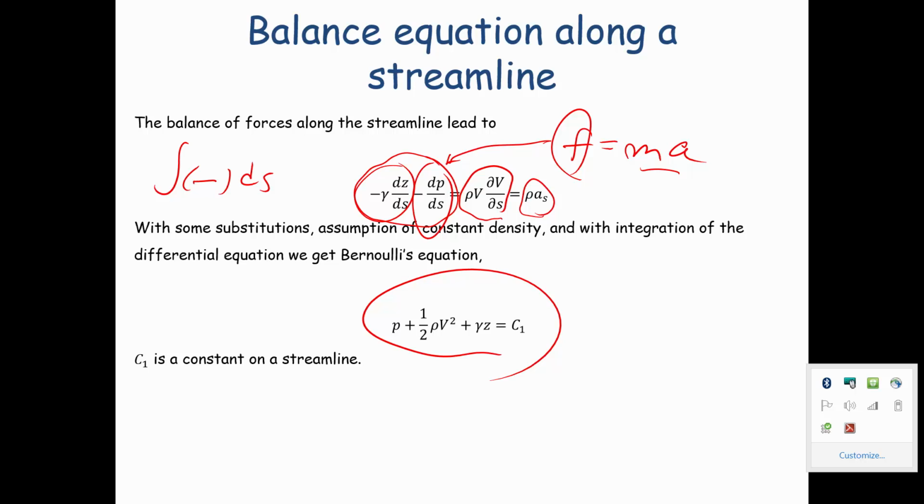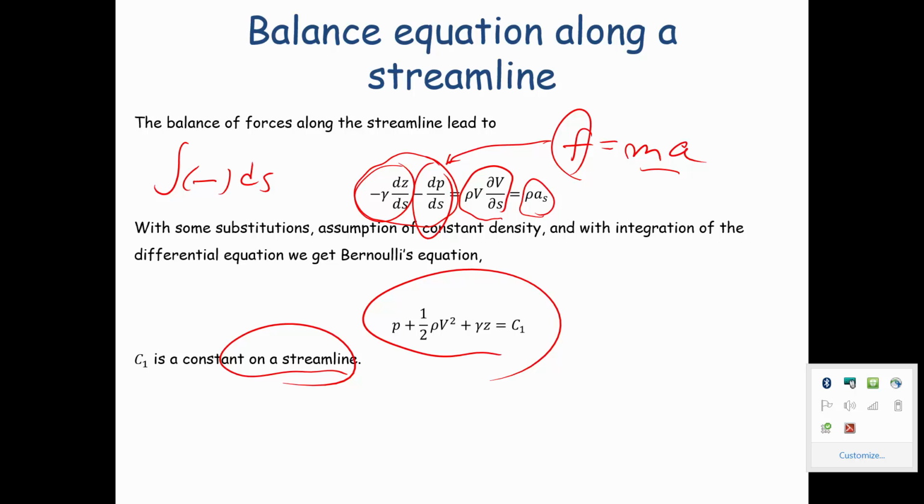The Bernoulli equation says that the pressure plus 1/2 rho v squared plus gamma z is equal to a constant along a streamline. Alright, so if you pick out a streamline in a flow, the packets are moving along that streamline. Any packet that passes through one point in the streamline will pass through all other points in the streamline.